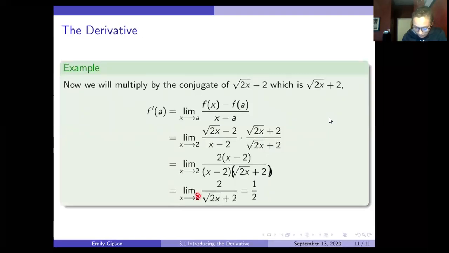Now we can plug in 2, and we get 1/2. So the derivative of our original function f of x at the point A equals 2 is equal to 1/2. This is the exact same concept as finding the slope of the tangent line. Finding a derivative and finding the slope of the tangent line are the exact same thing, and they will be asked in both ways on exams and in your homework.